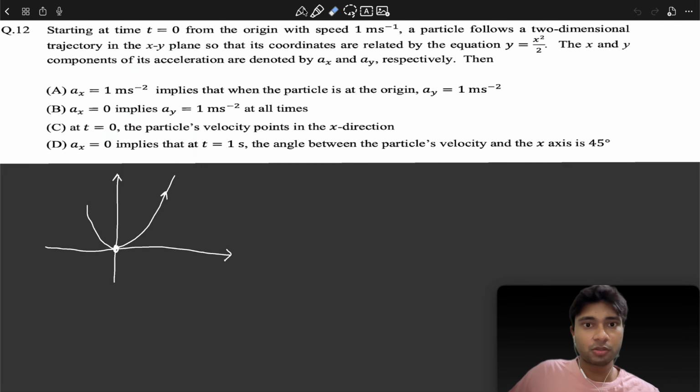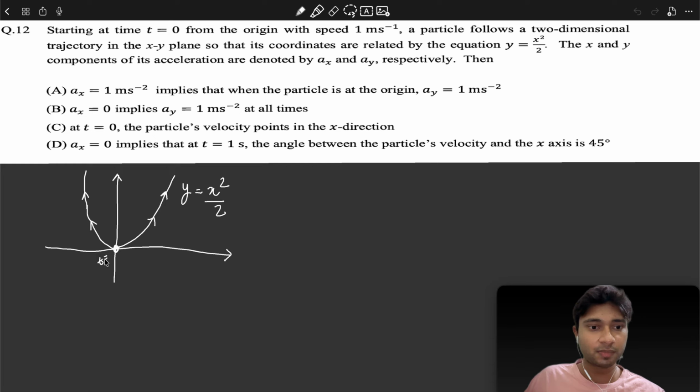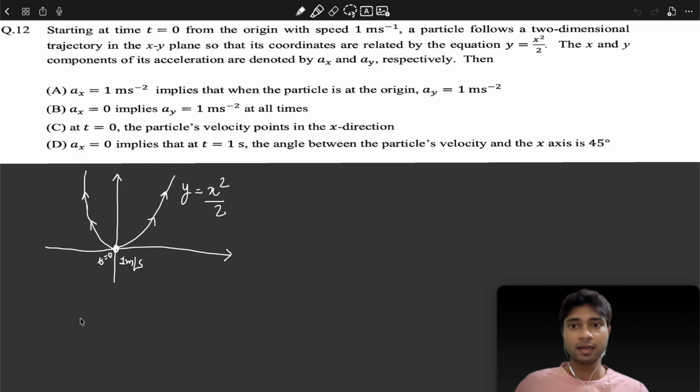So as usual, all of you can pause the video and try to solve it on your own. This is the only condition given, that y is equal to x square by 2. This is the trajectory that the particle is following, and at t equal to 0 it was at origin, and its speed was 1 meter per second. Once your attempt is done, you can resume the video and see the solution.